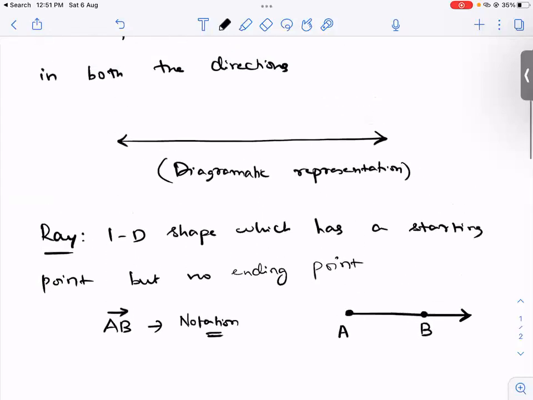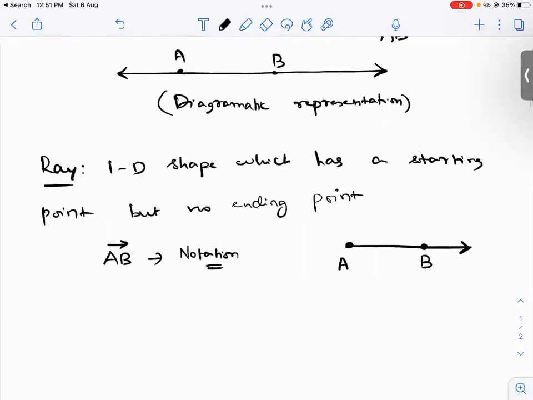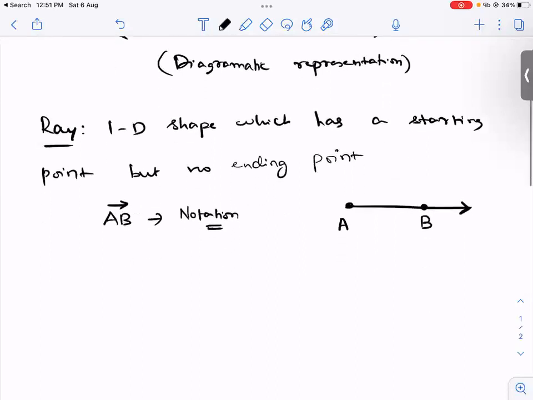Okay, so just one more point to add. If I take two points on the line to be AB, then I can represent it as AB with a line on top of it. That is called line AB. Similarly, if you put a ray on top of it, you call it ray AB.